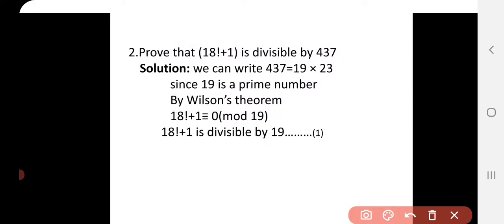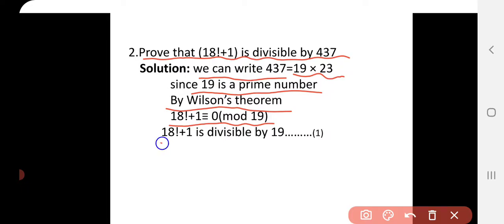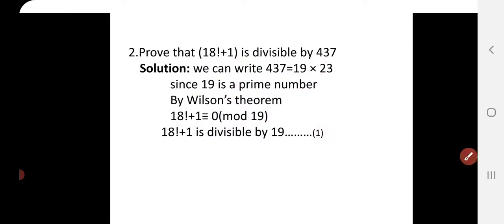Next, second example: prove that 18 factorial plus 1 is divisible by 437. Now we can write 437 as 19 times 23, where 19 and 23 are both prime numbers. Since 19 is a prime number, by Wilson's theorem we can write 18 factorial plus 1 is congruent to 0 mod 19, or 18 factorial plus 1 is divisible by 19. Call it equation 1.